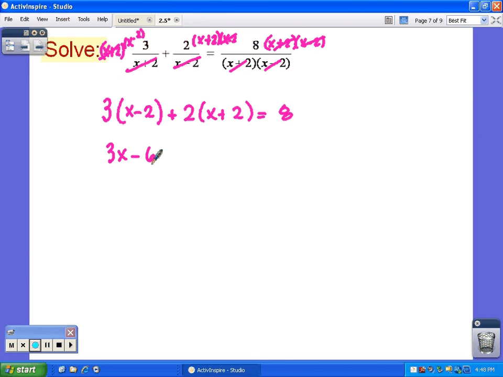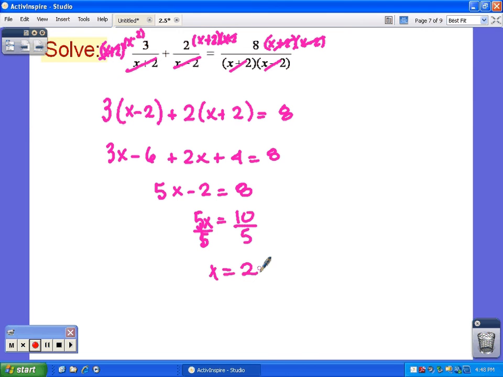Using our distributive property and combining like terms, we would get 5x minus 2 is equal to 8. Now this is linear, so I'll get the x by itself. Dividing, we will get our possible answer to be 2, but if you plug it into that second denominator, it does make it 0, so you cannot use it. And since that was your only choice, you have no solution.